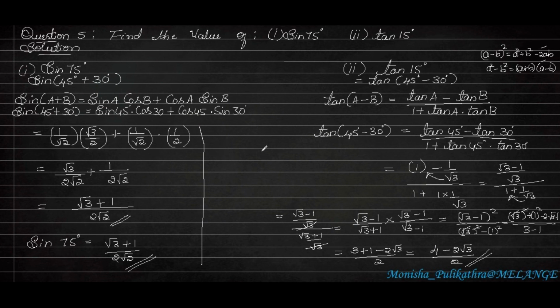Here you can either stop here itself, or you can simplify it. In the numerator, 2 is common. If you take 2 common, 2 2s are 4, minus 2 already taken common, so the remaining will be root 3, whole divided by 2. Here the 2 gets cancelled, so you will get 2 minus root 3. This is the final simplified form of tan 15. So the tan 15 value is 2 minus root 3. I hope you understood this.